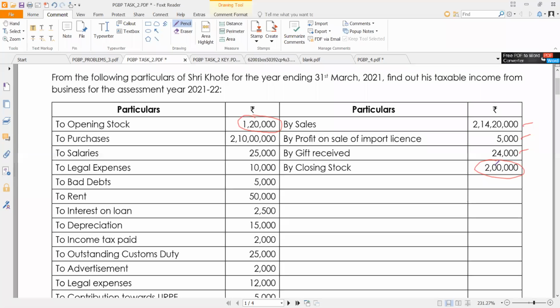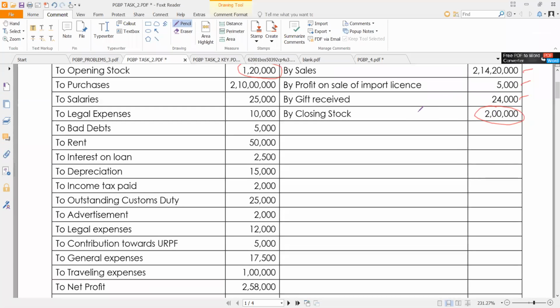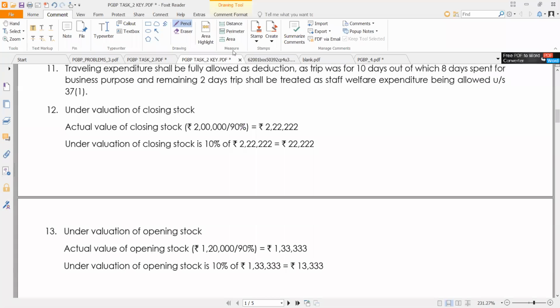So how much will be the undervaluation? Directly, if you want to get it, whatever the stock value into 10 by 90. That can simply be calculated. So 1 by 9 you can count. Let us say 2 lakhs into 10 by 90. Straight away you can calculate. You don't have to do double calculations. So 2 lakhs into 10 by 90 means 1/9. That comes to around 22,222. That is the undervaluation of closing stock.